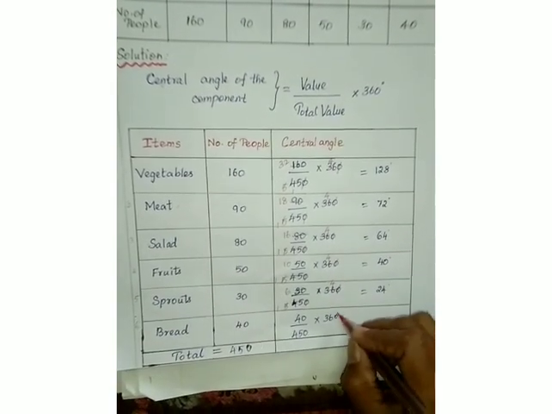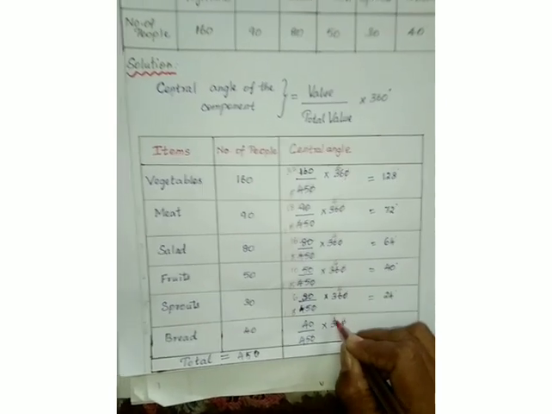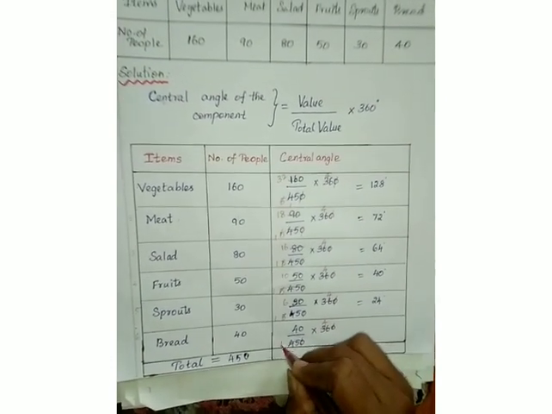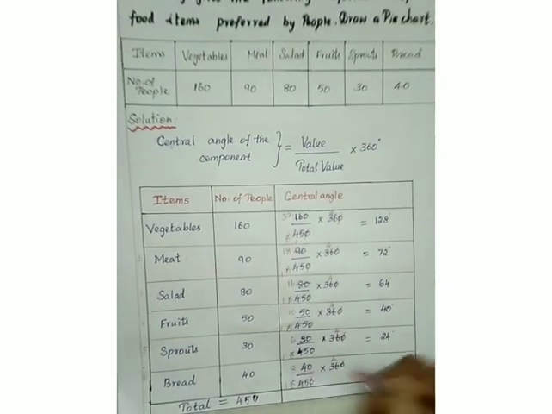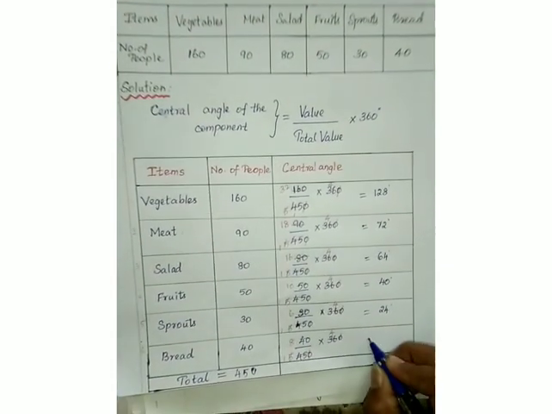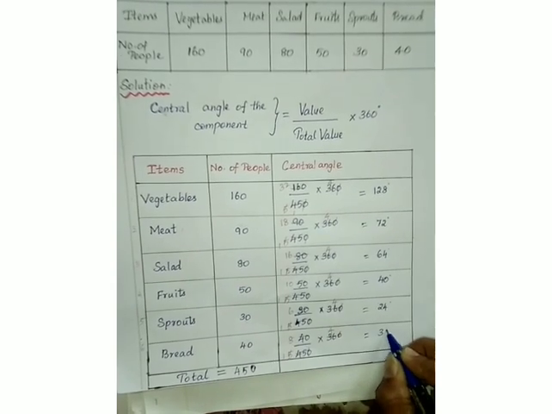Then cancel 0. Then 4 9s are 36. 5 9s are 45. Then 5 1s are 5, 8s are 40. Now 8 4s are 32 degree.